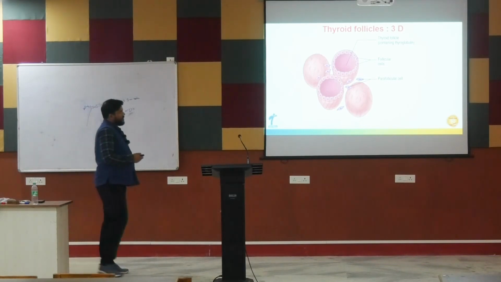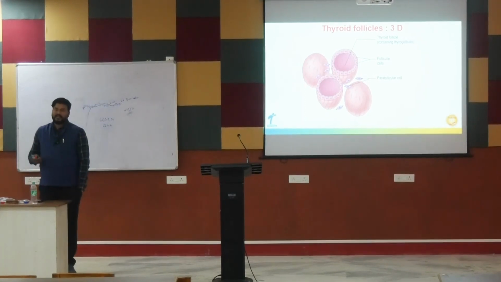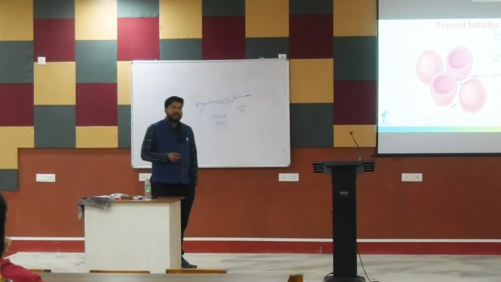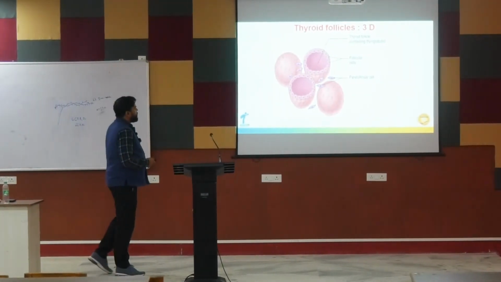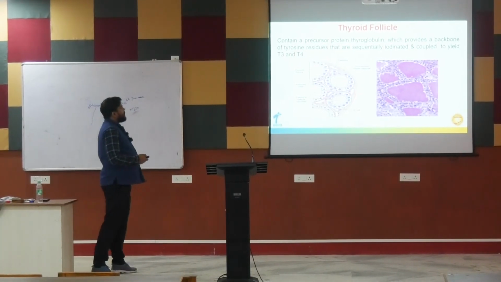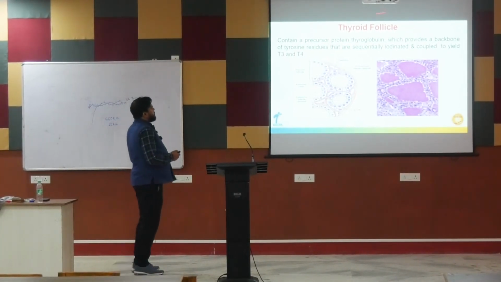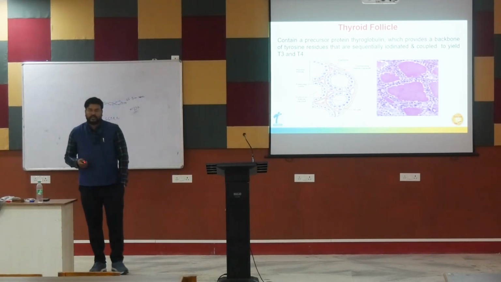So this is the 3D structure of thyroid follicles. They are not one-dimensional or two-dimensional. They are three-dimensional structures, balloon-like structures. So thyroid follicles contain a precursor protein, thyroglobulin, which provides a backbone of tyrosine residues that are sequentially iodinated and coupled to yield the formation of thyroid hormones.